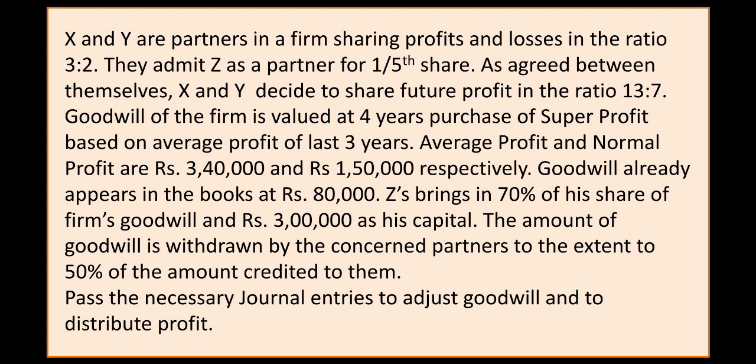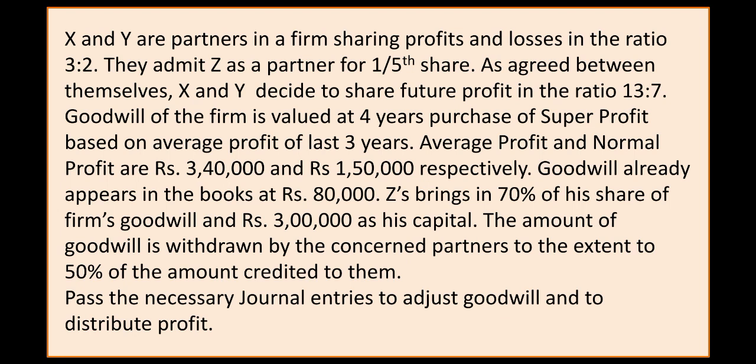As I told you in previous video, this is the first thing we are going to do in every question. Then, goodwill of the firm is valued at 4 years purchase of super profit based on average profit of last 3 years. This concept we studied in our last chapter. Average profit and normal profit are 3,40,000 and 1,50,000 respectively. Goodwill already appears in the books at 80,000. This concept we studied just now at the last.